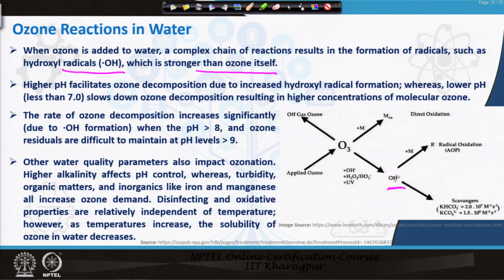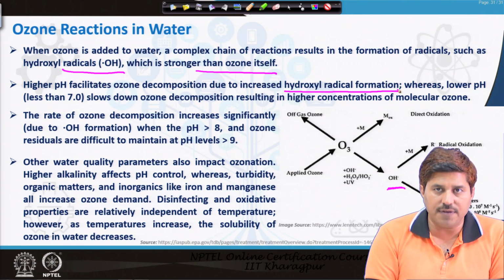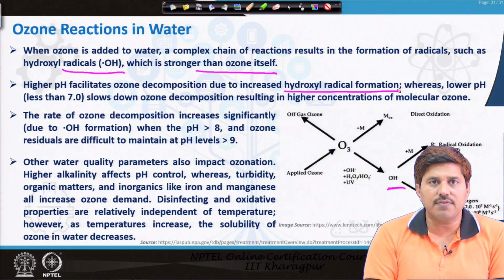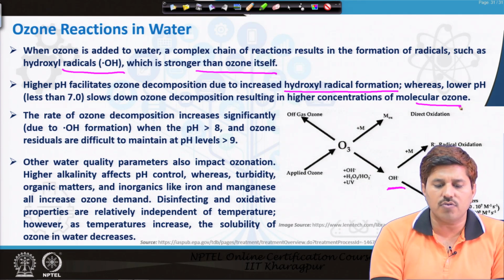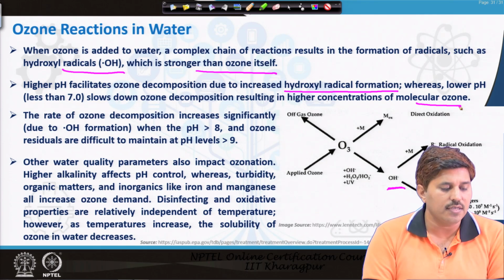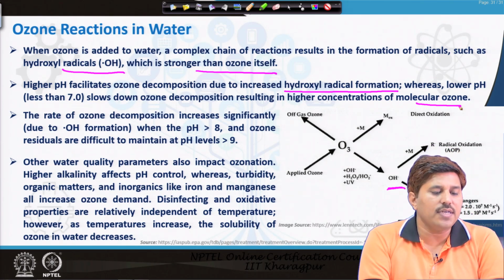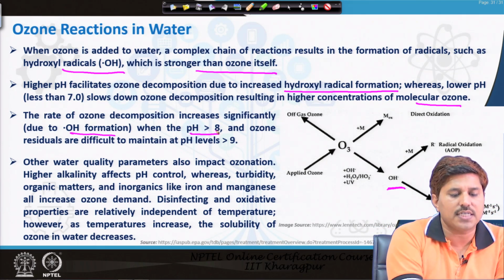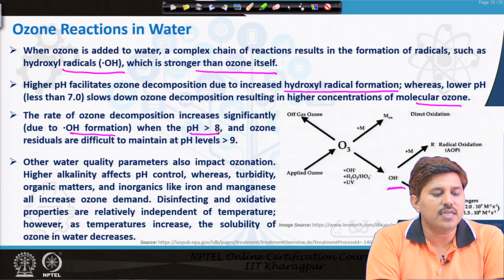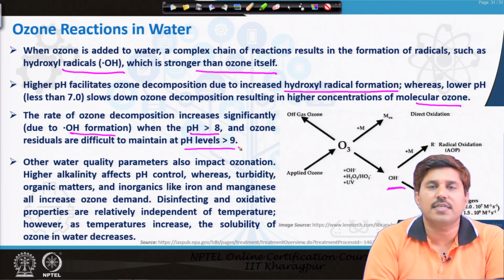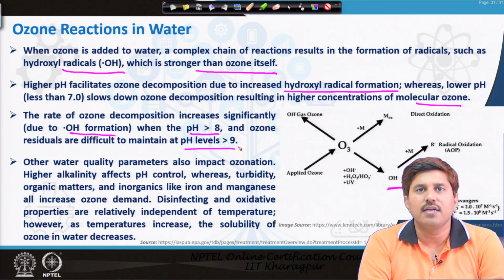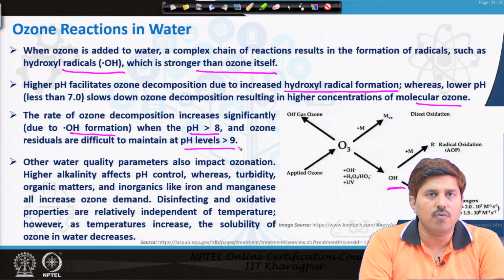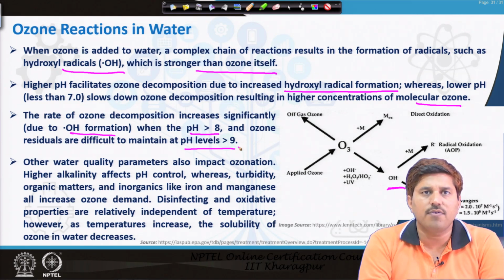So the reaction at higher pH will increase the hydroxyl radical formation and it will be more effective at higher pH. Lower pH, less than 7, slows down the decomposition of the ozone. So that will have a higher concentration of molecular ozone and a lesser concentration of the hydroxyl radicals. The rate of ozone decomposition increases significantly due to hydroxyl radical formation when pH is greater than 8, and ozone residuals are difficult to maintain at pH levels greater than 9. If you have a pH greater than 9, then ozone will not remain in the water; all ozone will react and will form the hydroxyl radical.